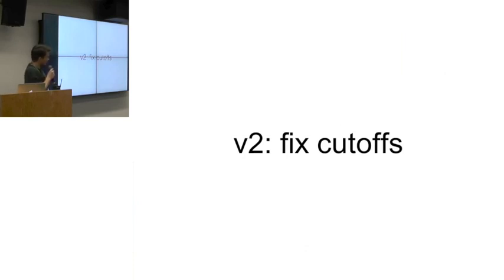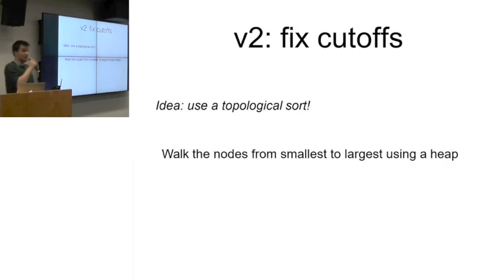The first thing you can do is use a topological sort. That's probably not news to anyone who's done graph algorithms before. It's a well-understood thing, so why don't we just use it? And that kind of works. The idea is you have the topological sort, you keep a heap, and you walk the heap from smallest to largest, which guarantees that you never update a node before you've updated its children. So that's kind of neat.